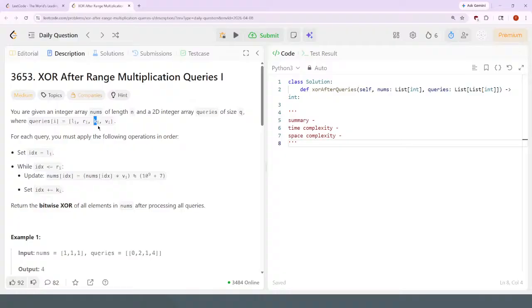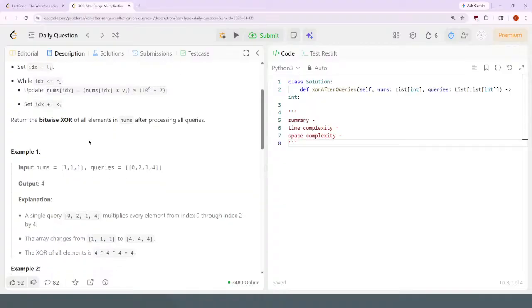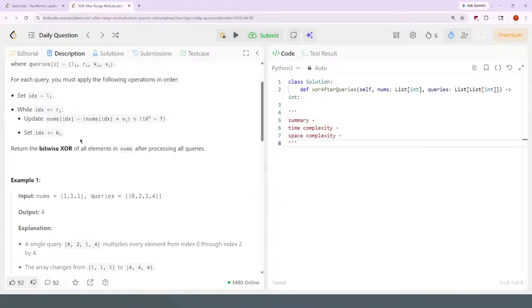Okay, so k is kind of the incrementing value. So if k is 1, that needs to go through all the indices from left to right by 1 each time, or consecutively, inclusive of left and right. But if k is 2, then we'll be skipping over every other. Return the bitwise XOR of all the elements in nums after processing all queries.